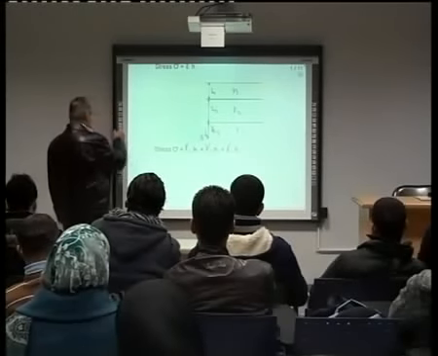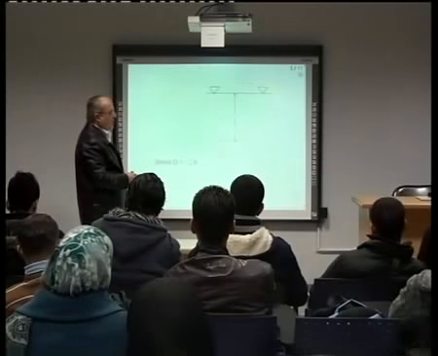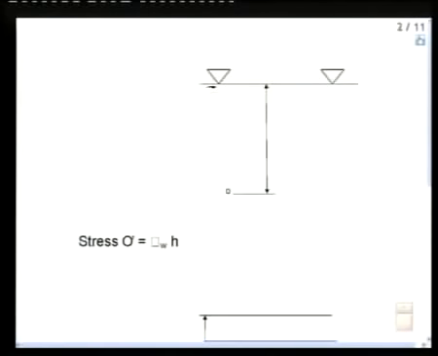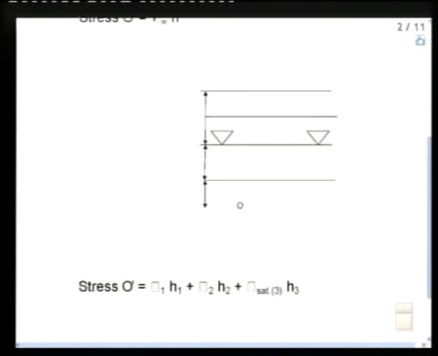What if we have this case? This symbol is for water. It means that I have a water. Okay? This is water, just water. So what will be at point A sigma? H1 or H multiplied by gamma water, right? H multiplied by gamma water, which we know. We know how much is gamma water, right? Okay, suppose we have this case.